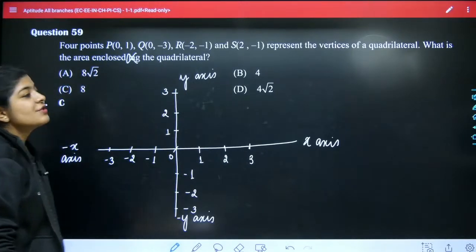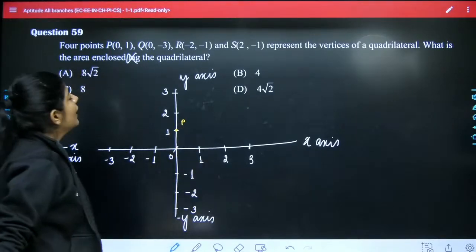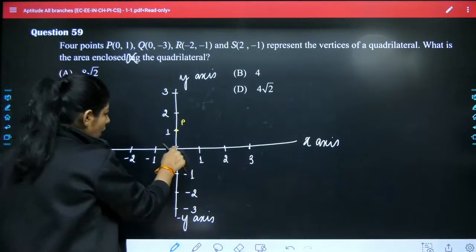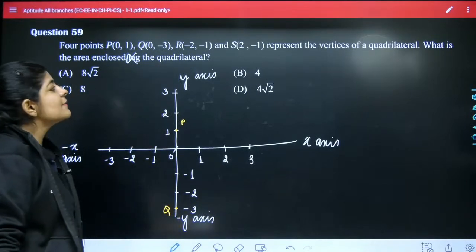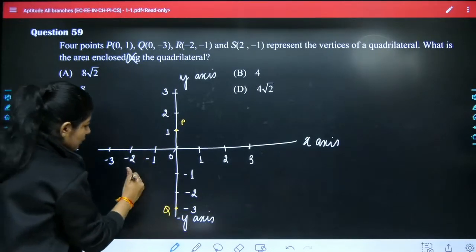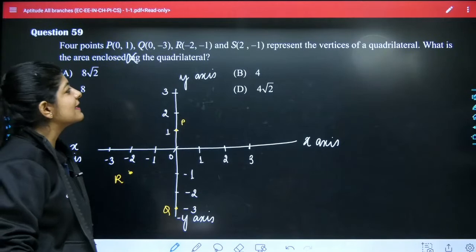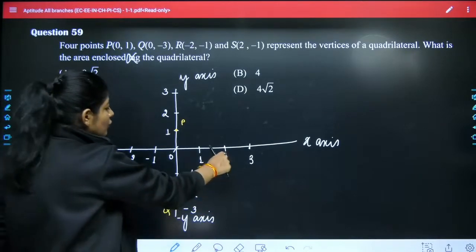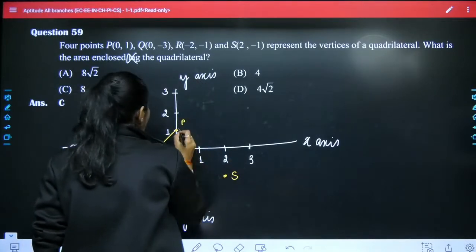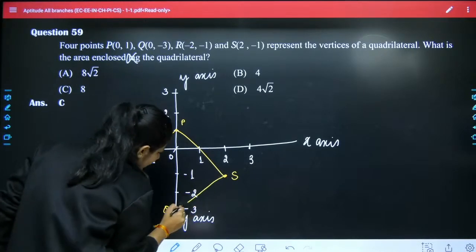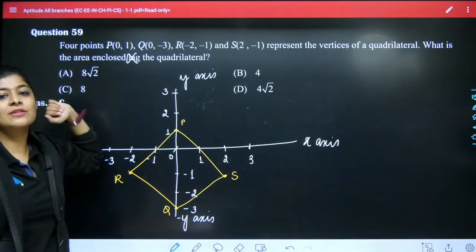P is 0, 1, that means P is here. Q is 0, minus 3, that means Q is here. R is minus 2, minus 1, that means R should be here. And the last point, S, is 2, minus 1, that means S should be here. Now, if we join all the points, this is a quadrilateral which is given with the help of these coordinate points.